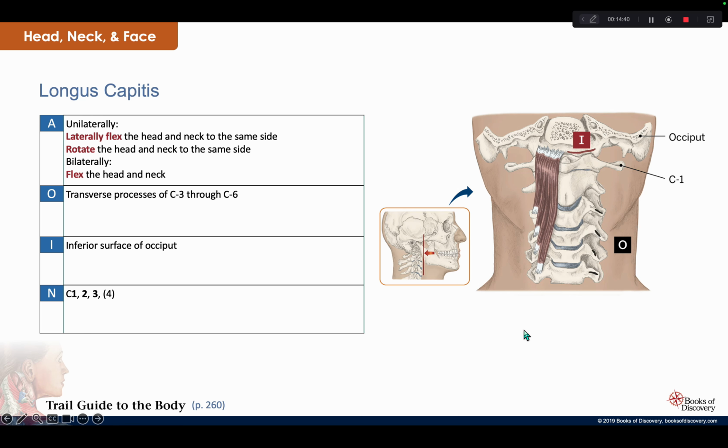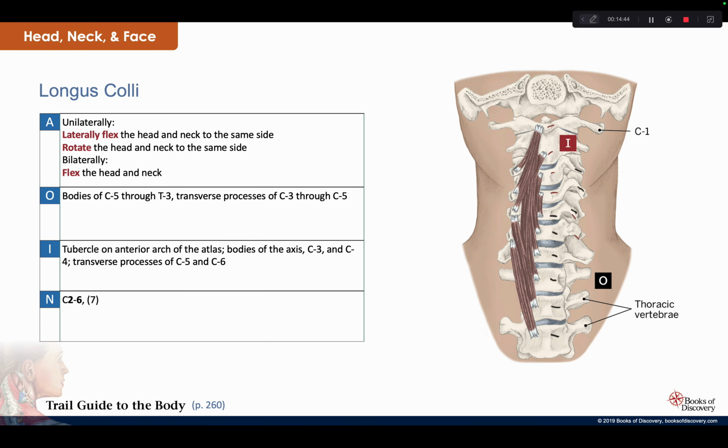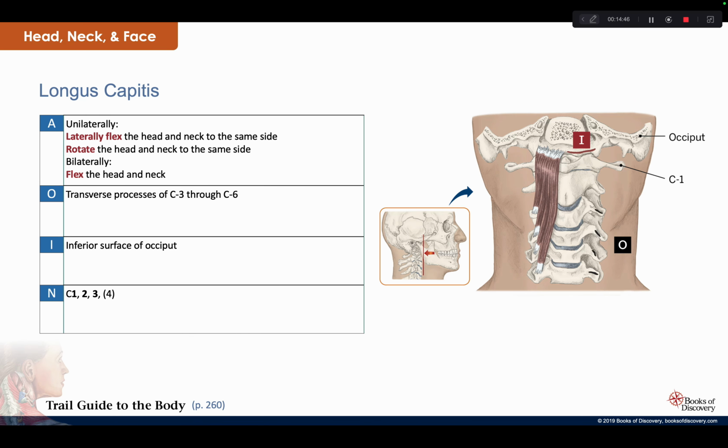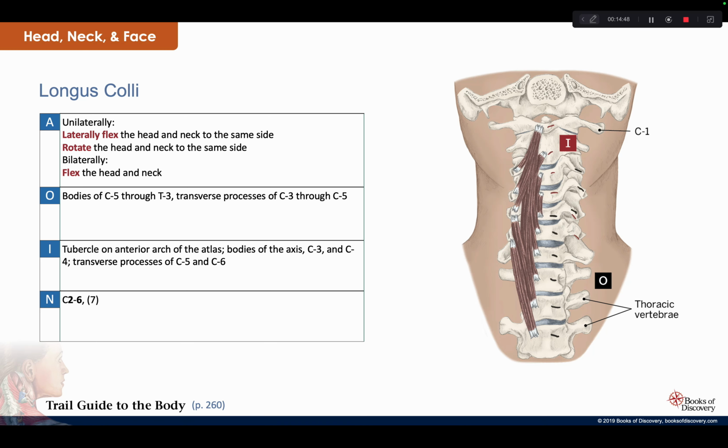You literally have to pull somebody's head off to massage this. So let's not. So you have your longus capitis, your longus colli. Unilaterally, this set of muscles is going to laterally flex the head and the neck to the same side, and rotate the head and neck to the same side.